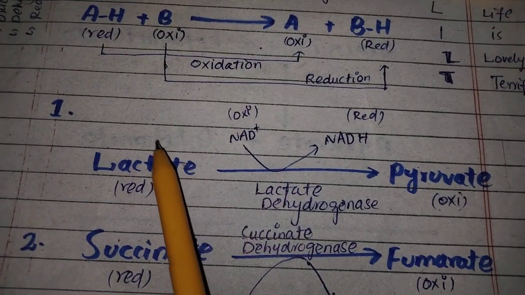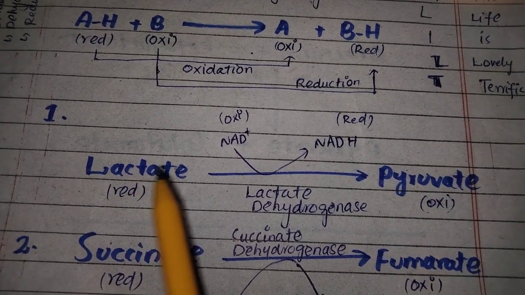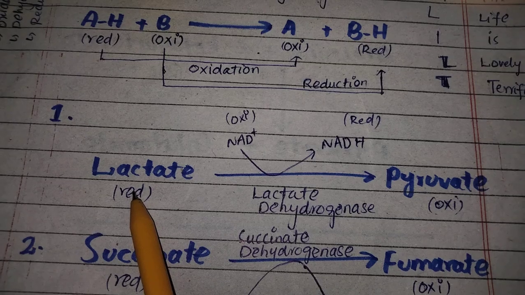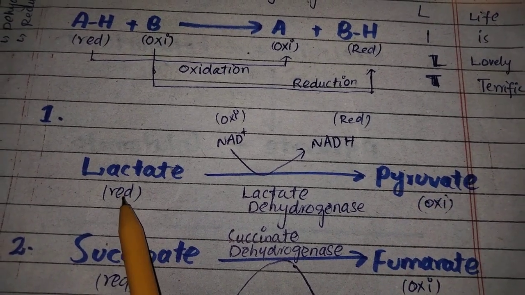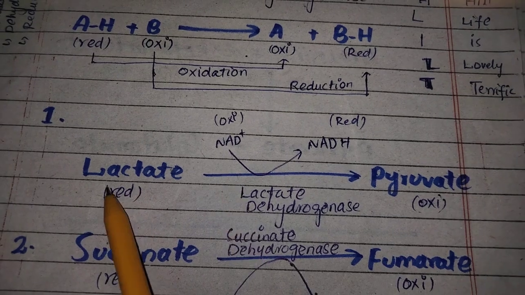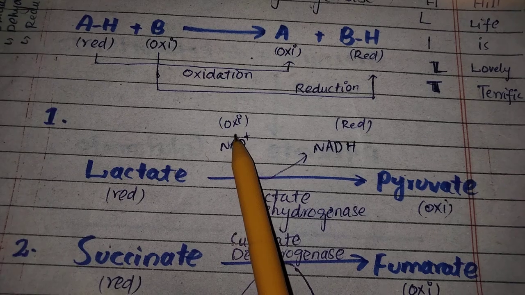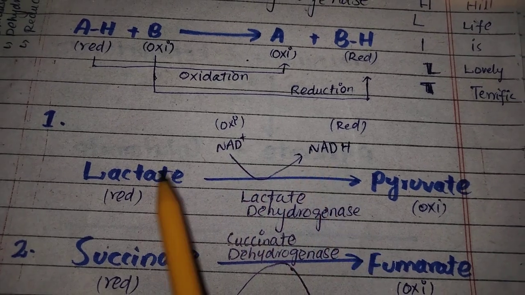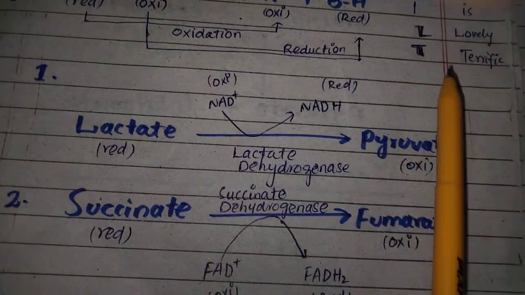Here the first example through reaction, that is lactate. Lactate is being converted into pyruvate. It means lactate is in reduced form, it was oxidized into pyruvate, and here the loss of hydrogen that occurred is accepted by NAD plus and it is being converted into NADH. It means there is simultaneous oxidation and reduction of substrates.